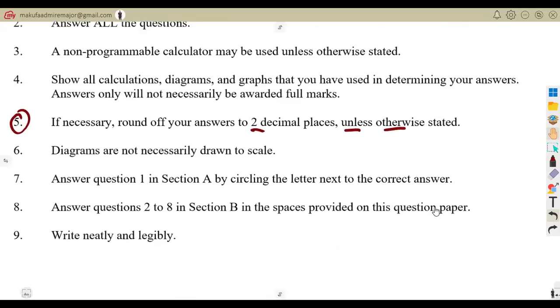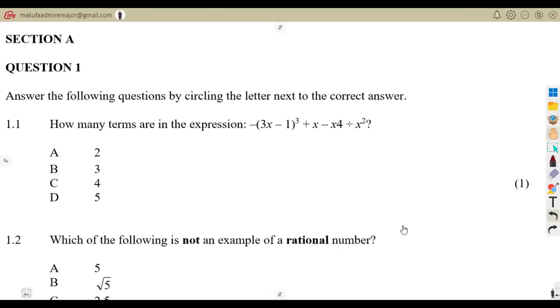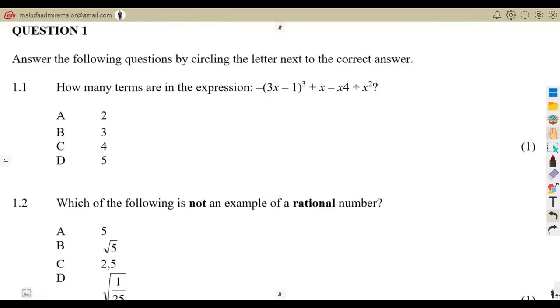So we are not going to waste much of the time. On section A, which is question number 1, you were given: answer the following questions by circling the letter next to the correct answer. So 1.1, you're given: how many terms are in the expression? This is the given expression. How many terms do we have? We are given this is a term.